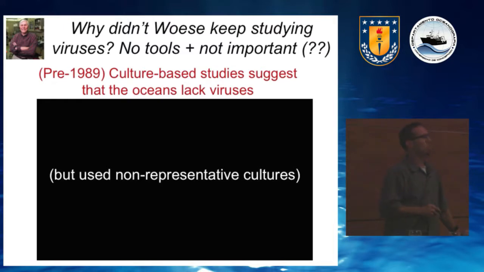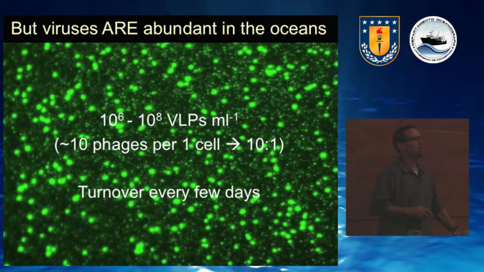And this was because people used cultures to isolate viruses that unfortunately, we now know, are not really abundant hosts in the ocean. So if you take E. coli to the middle of the ocean, you're probably not going to get a virus. But if you take Prochlorococcus or Synechococcus to the middle of the ocean, you might get viruses. We were dead wrong. There's not no viruses out there.